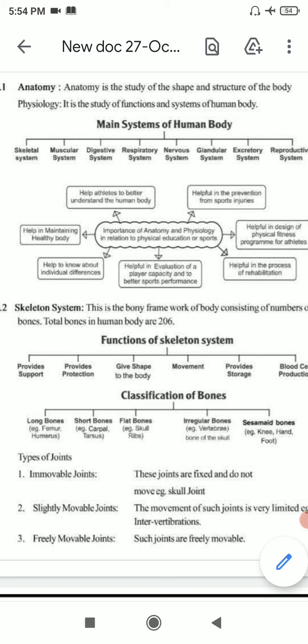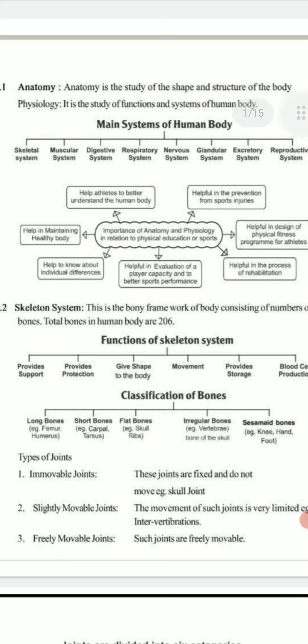And the next importance: it helps in maintaining a healthy body. And next, it helps to know about individual differences. It is helpful in evaluation of a player's capacity and better sports performance, helpful in the prevention of sports injury, helpful in the design of physical fitness programs for athletes, and helpful in the process of rehabilitation.